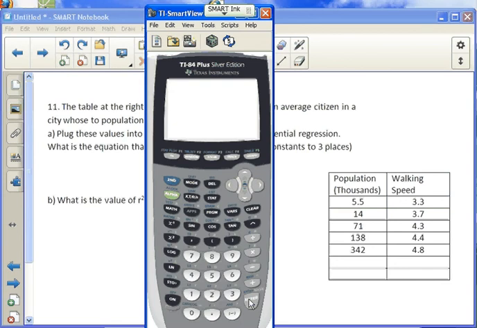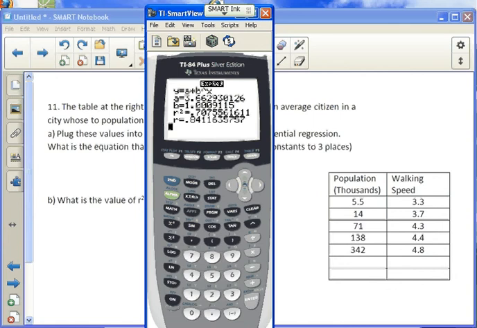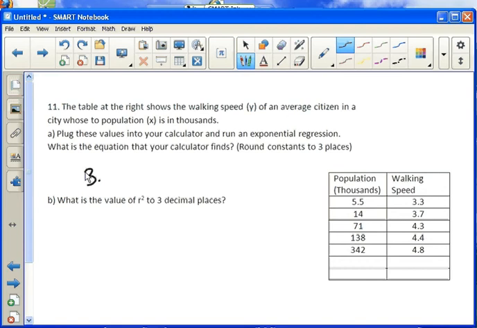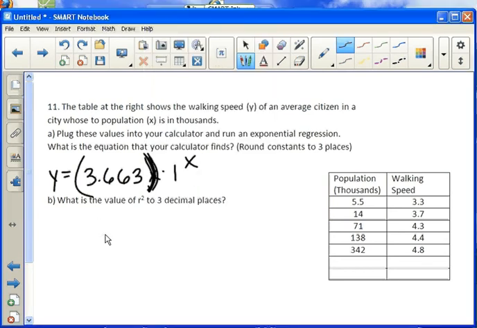And get our answer. Okay, it says what is the equation that your calculator finds? And then part B is what is the r squared value? Okay, the equation is 3.663 times 1 raised to the x. That's the equation it finds. And the r squared value is 0.708, which is really not very good. We want something closer to 1.